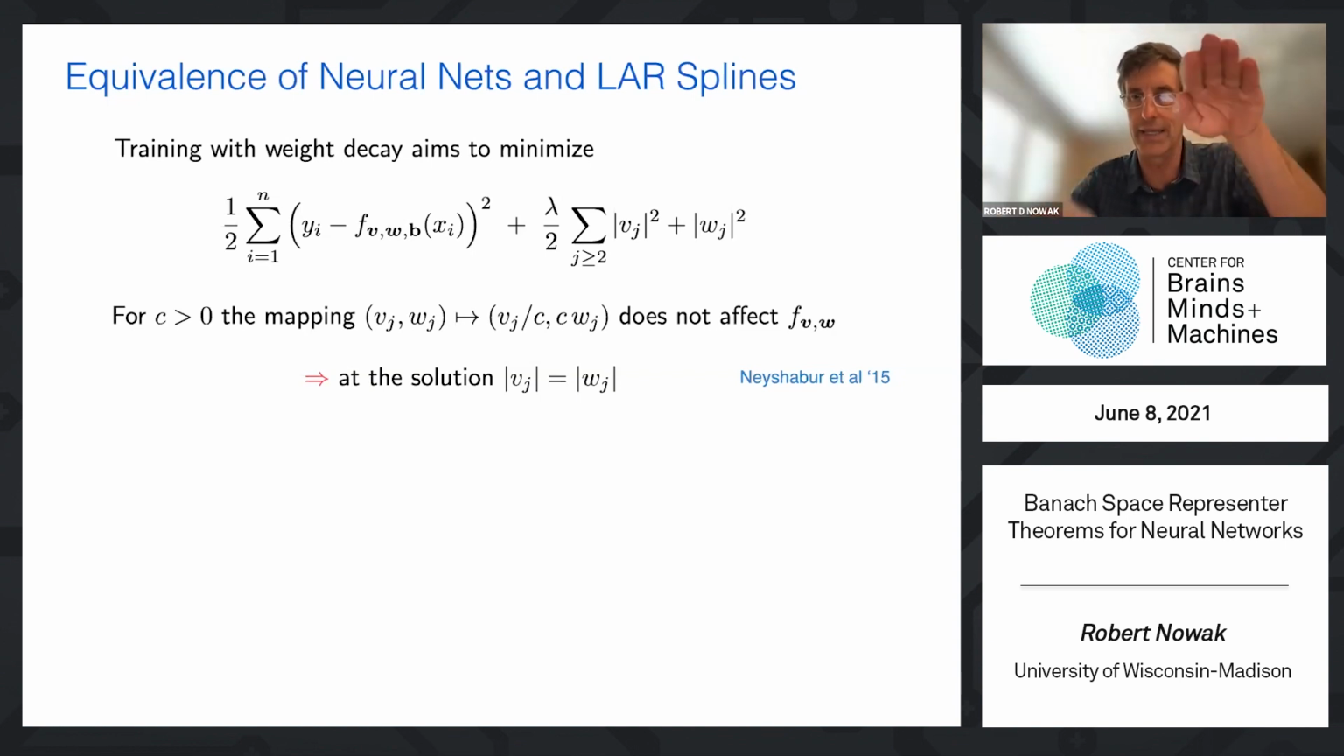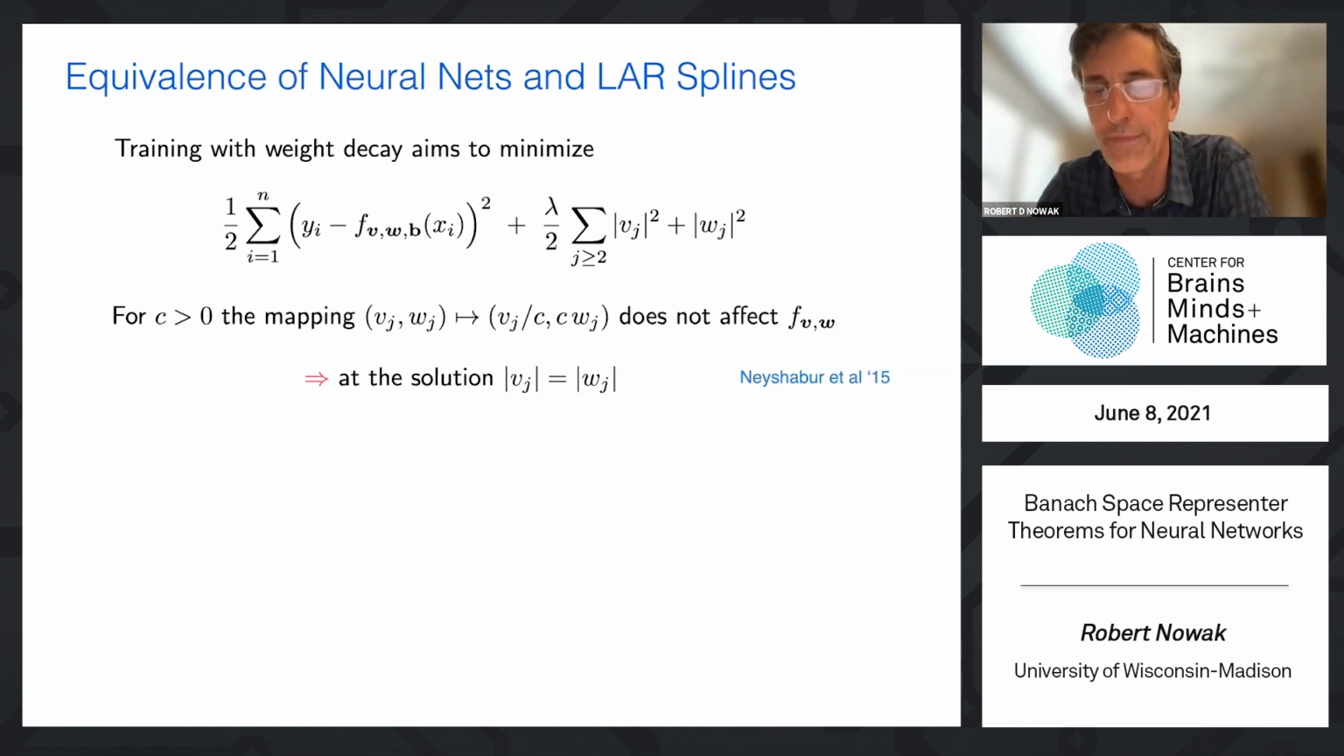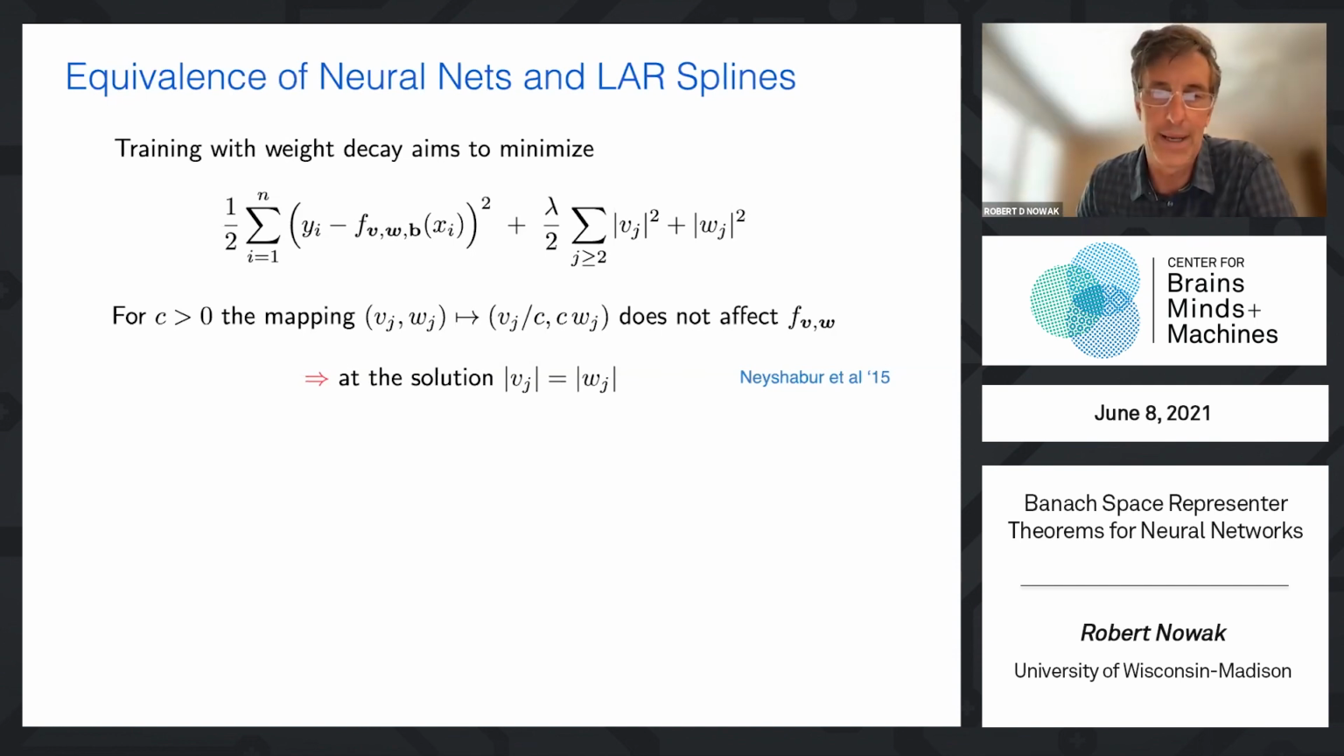That rescaling on the input and output doesn't affect the overall function at all because of the piecewise linearity of the rectified linear unit. And because we can rescale like this arbitrarily, it's easy to see that at the solution to the optimization, we must have the magnitude of the input and output layer weights exactly equal. For any given function, that's what would make the regularization term the smallest. This observation was popularized by Neyshabur and others back in 2015. I think it was known before in some other contexts, but that's the key observation.